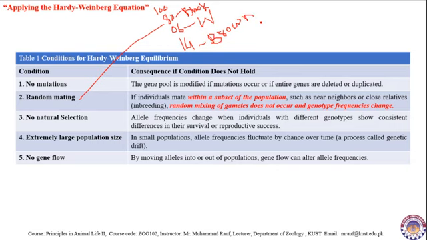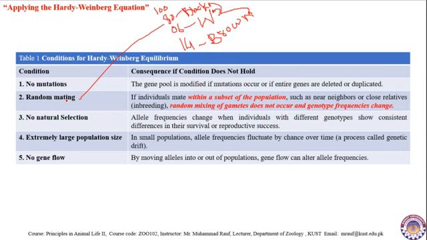Now random mating is a process in which a beetle of white coat color will have equal opportunity to mate with the beetles having brown color, or the beetles having black color, or the beetles having white color themselves. If the selection of the mates is on the basis of similarity in phenotype, then it will be non-random mating.